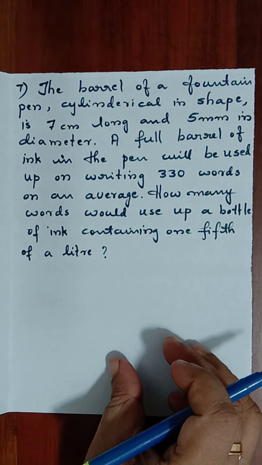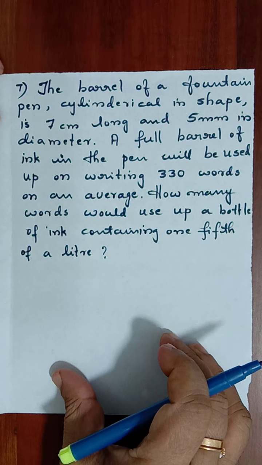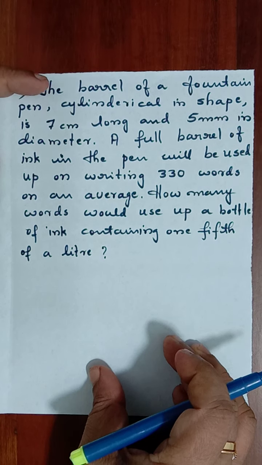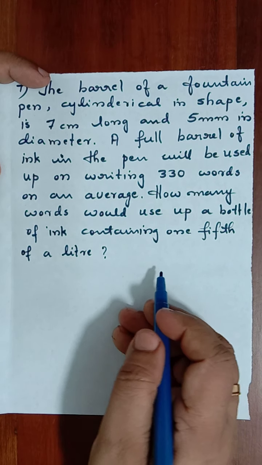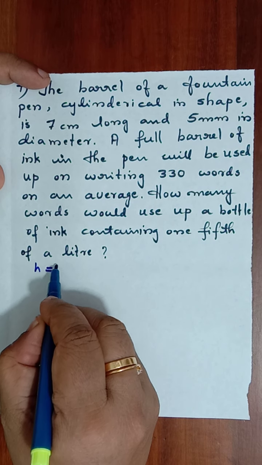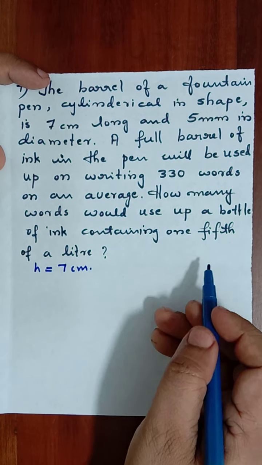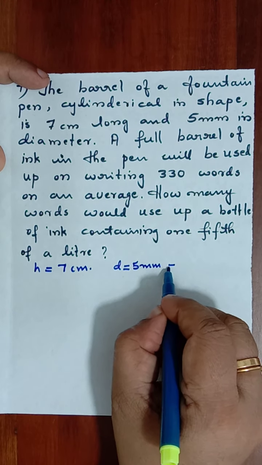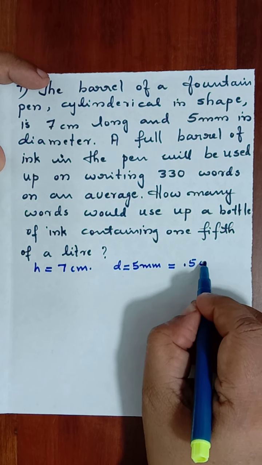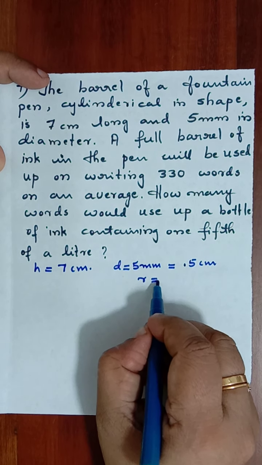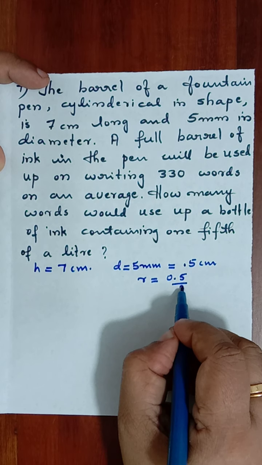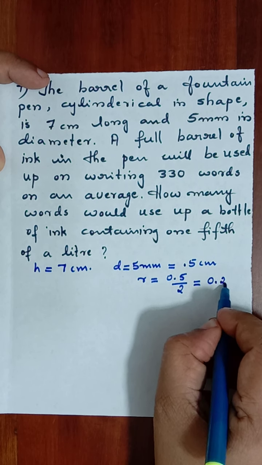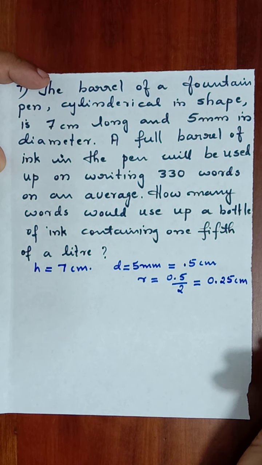Let us see the 7th question. The barrel of a fountain pen, cylindrical in shape, is 7 centimeter long and 5 millimeter in diameter. So, cylindrical shape, 7 centimeter long. Long, here we represent it as h is equal to 7 centimeter. And 5 millimeter in diameter. Diameter 5 millimeter is equal to 0.5 centimeter. Then the radius will be 0.5 divided by 2, half of it, which will be 0.25 centimeter. That is the radius.